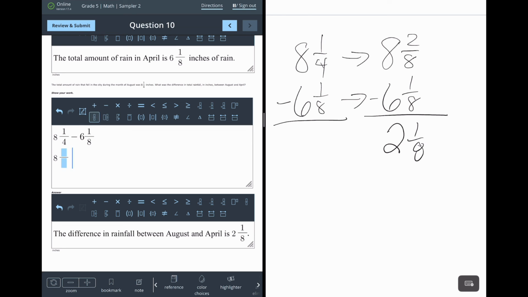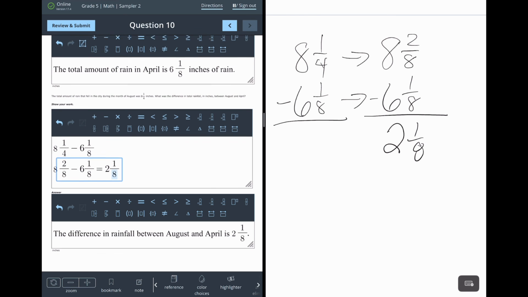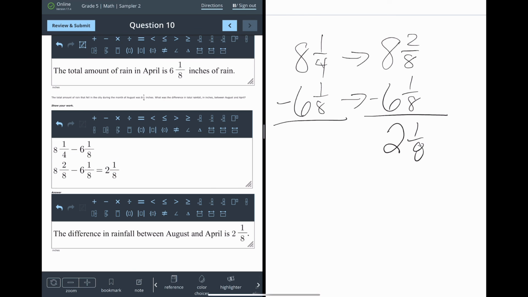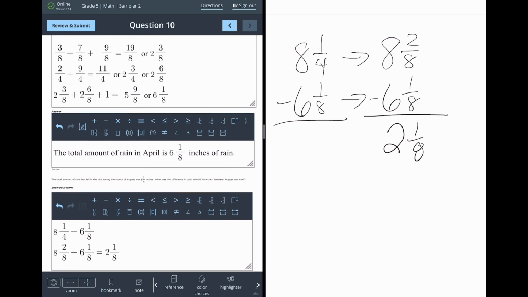8, and now it's 2/8 minus 6 and 1/8 is equal to 2 and 1/8. And we're done. That's it. So all we had to do. So that was the final problem. That was the beast of a problem, 3 points. But I needed to do all of these things to get full credit.